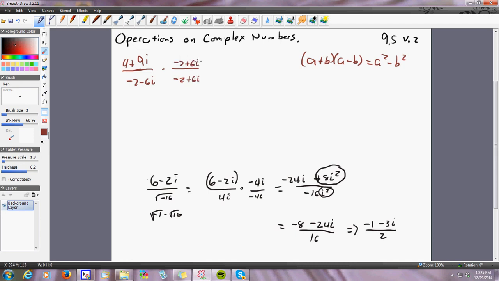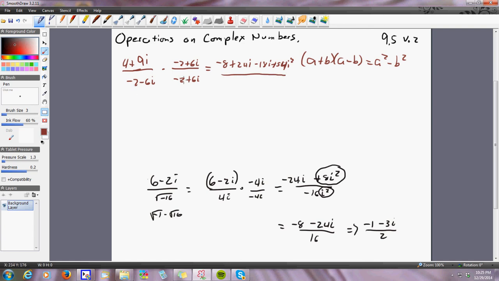Oh no, my daughter's awake. So when I do that, I'm going to have to FOIL. I get negative 8 plus 24i minus 18i plus 54i squared. My wife's getting up with her. Don't think I'm a neglectful parent.